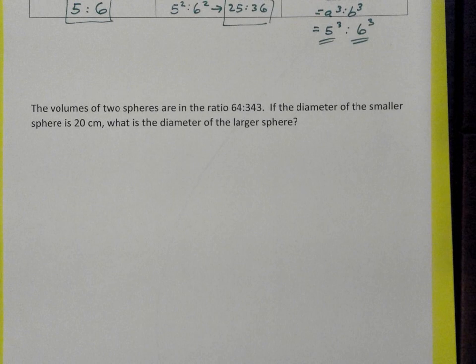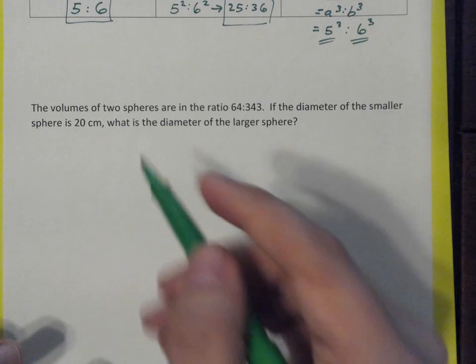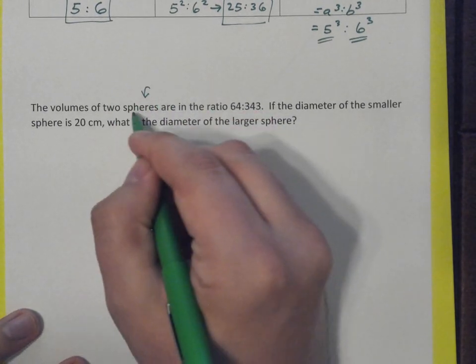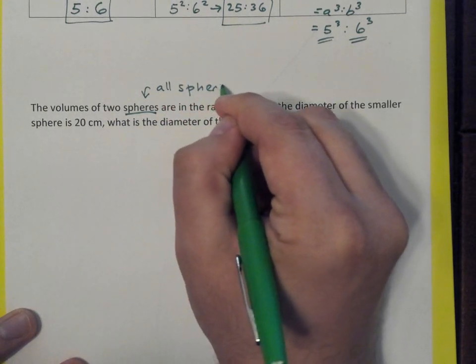The volumes of two spheres are in the ratio 64 to 343. If the diameter of the smaller sphere is 20 centimeters, what is the diameter of the larger sphere? All right, so when you're looking at this problem, it's telling you about volumes, it tells you they're in a ratio, so that's a clue that you're talking about this type of problem. You notice that it doesn't say that the figures are similar, but something that we should be able to think about and realize, all spheres are similar.